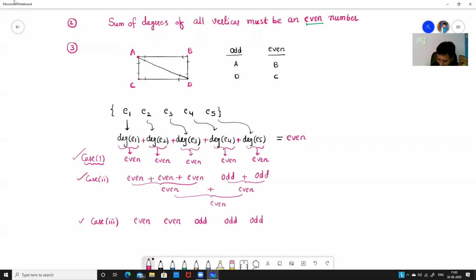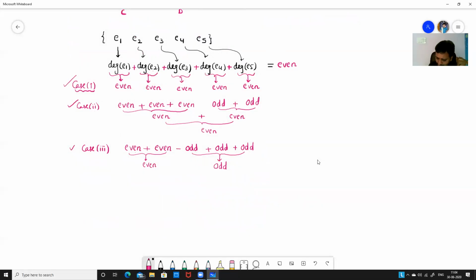In that case, if I sum up these two, the result is even. Even plus even means even. But if I sum up all these three, the addition of three odd numbers is not an even number. Please observe. For example, 3 plus 5 plus 7 equals 15. 15 is not an even number, right? Definitely it is an odd number. This total part must be an odd number.